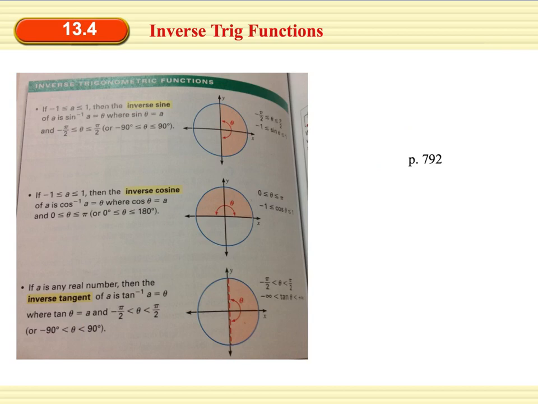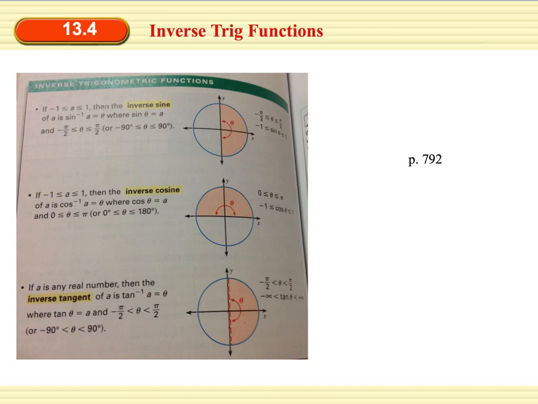Likewise, when we do the same thing for an inverse cosine, our values are going to fall between 0 and 180 degrees, or 0 and pi, so the top half of our unit circle. Again, if we're typing in the inverse cosine of something that falls outside of that -1 to 1 range, it will not exist, and you will get an error on your calculator.